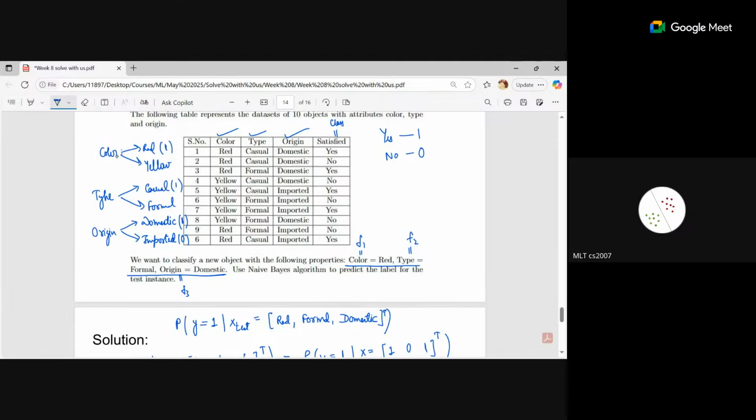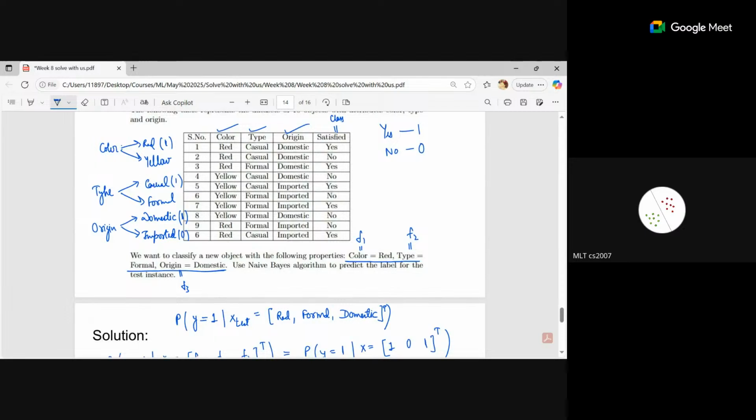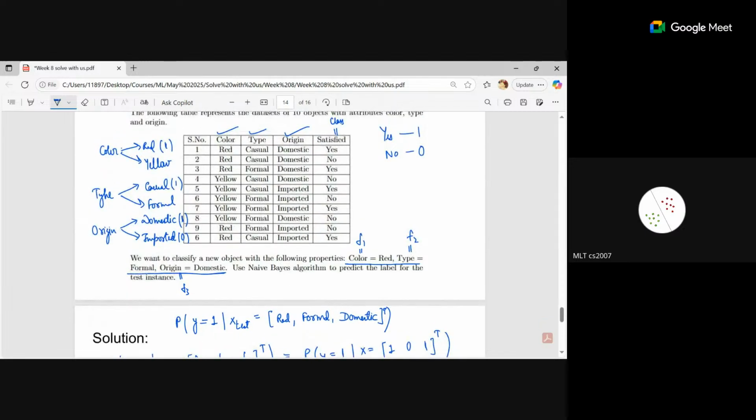Because if I look at color, it is either red or yellow. Type is casual or formal. Origin is domestic or imported, right? So I have coded it like this.